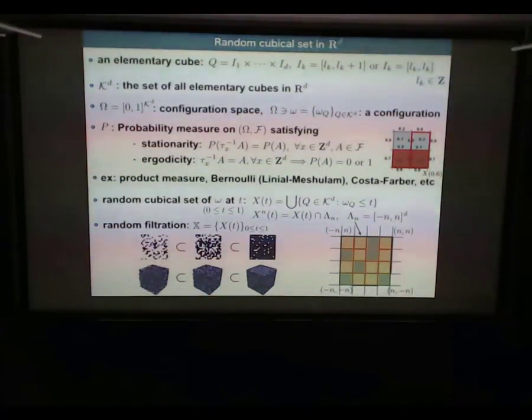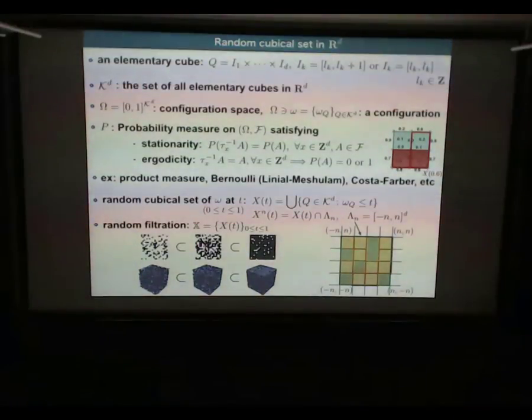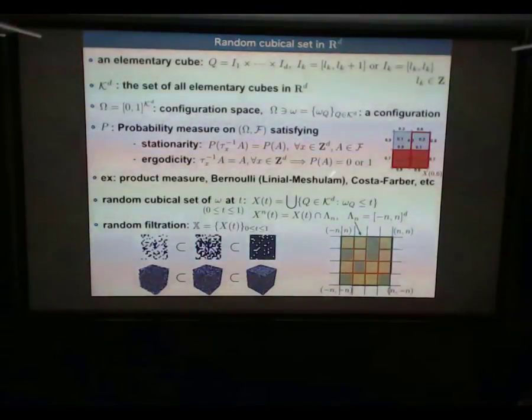Yes, please. But then your function needs to satisfy some property to make sure it's a filtration, right? Yeah, but given the configuration, we already have a realization of the configuration and the sublevel set is used here. So the filtration property is automatically satisfied.